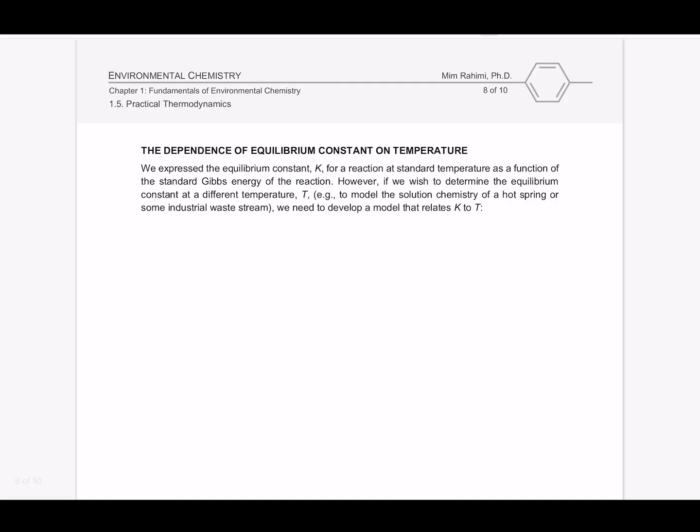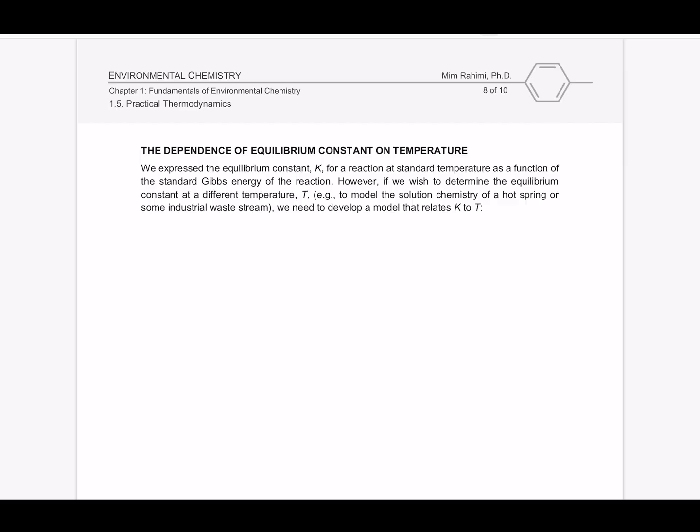Okay, so now let's move to the third part of the lecture, which is also the last part of the lecture, which is how the equilibrium constant K would change as a function of temperature. So when we talked about equilibrium constant in lecture 3, if I'm not mistaken, we mentioned that it makes sense if we say this is something related to the temperature of the system, so it could be temperature dependent.